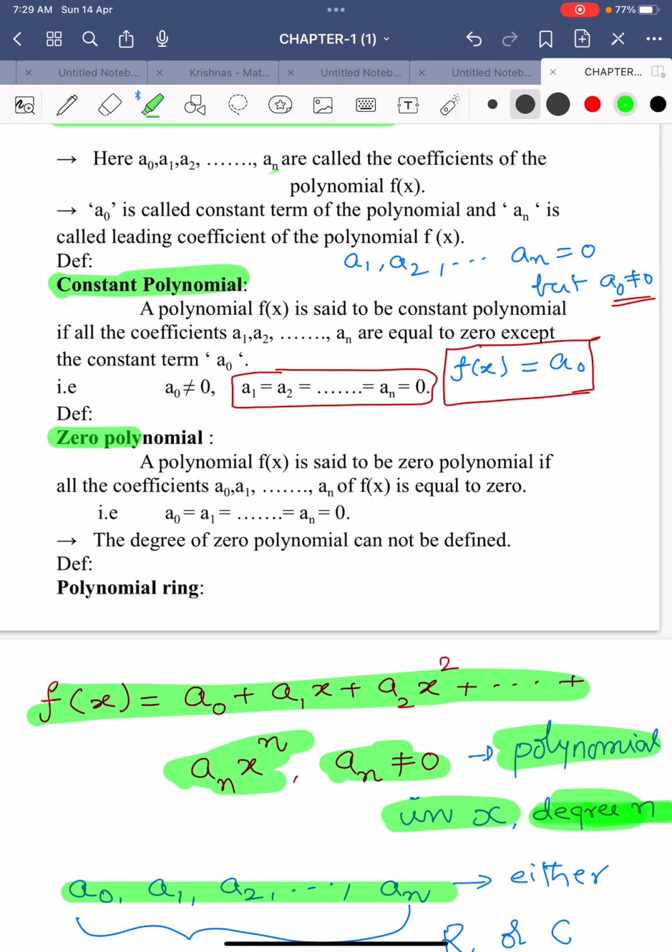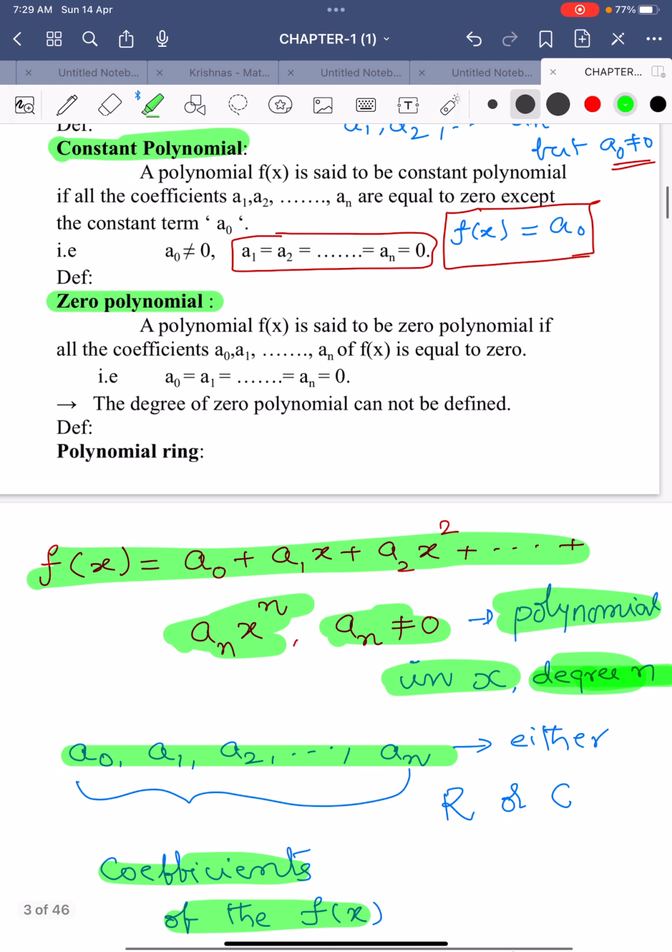Let us see the next definition, zero polynomial. Zero polynomial means here all the coefficients are 0. Simply, it can be written as f of x is equal to 0. Here, the degree of the zero polynomial cannot be defined. If all the coefficients a0, a1, a2 and so on an are equal to 0, then simply f of x is 0. So, here the degree of the zero polynomial cannot be defined.